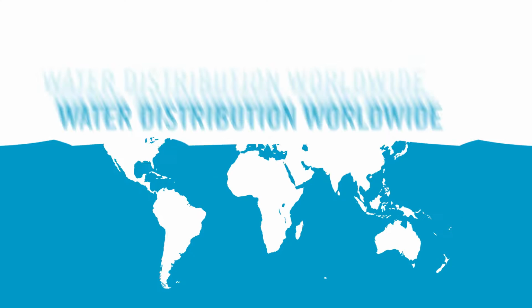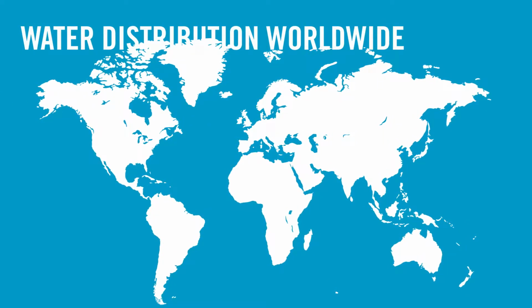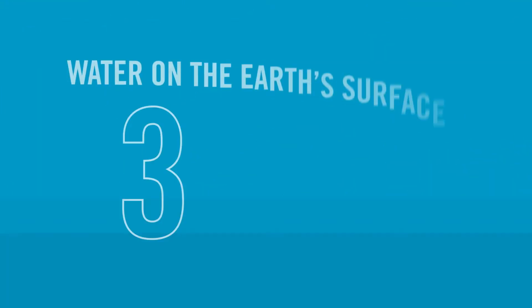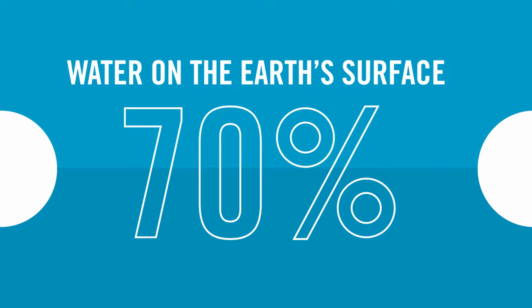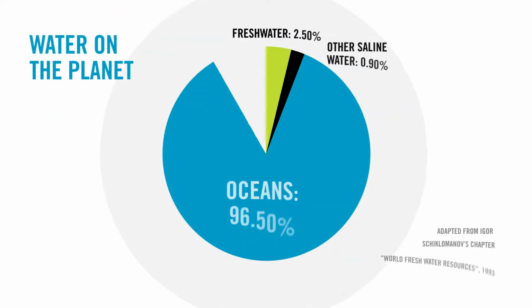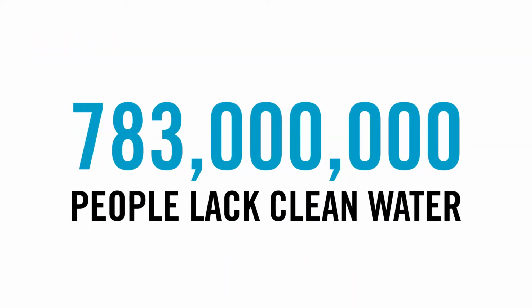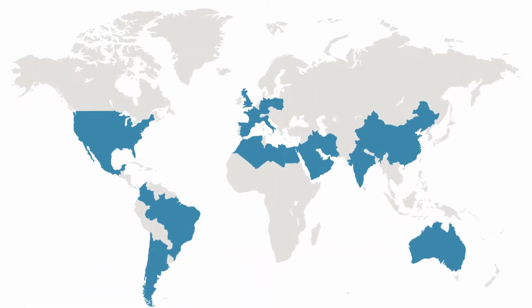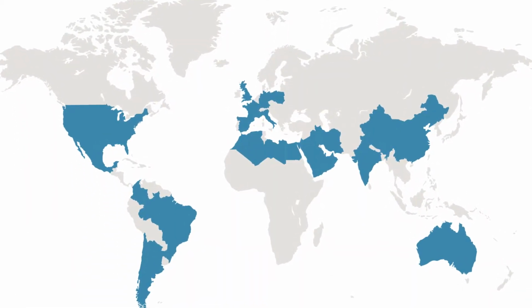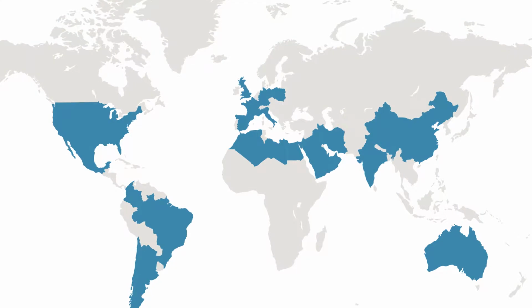When we look at the percentage of water distribution worldwide, we see that the ocean makes up approximately 70% of the Earth's surface and accounts for 96% of the water on the planet. With 783 million people lacking access to clean water and more areas facing severe droughts, seawater desalination is becoming more prevalent in many parts of the world.